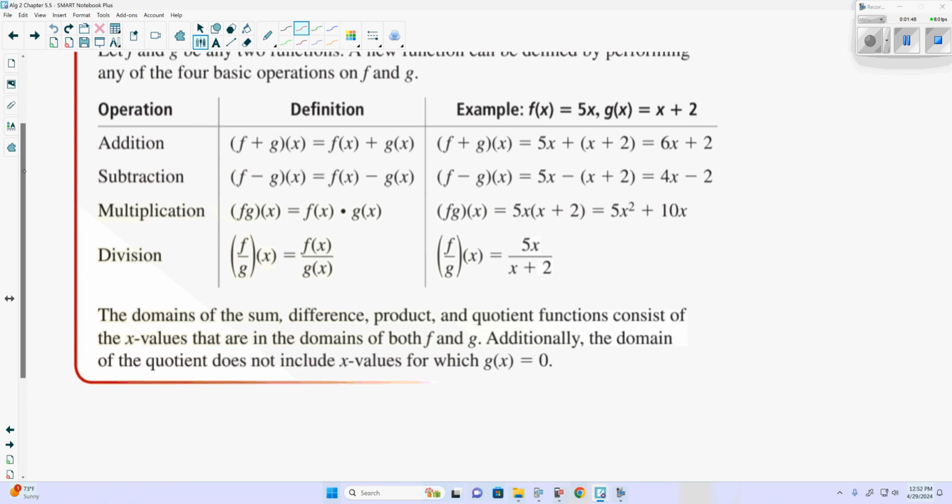So you don't need the examples because it's just reiterating what it is, but we have this here. And the only other thing we could really say is that for division, the function g of x cannot be 0, because if the function g of x actually equals 0, we're dividing by 0, that doesn't work.